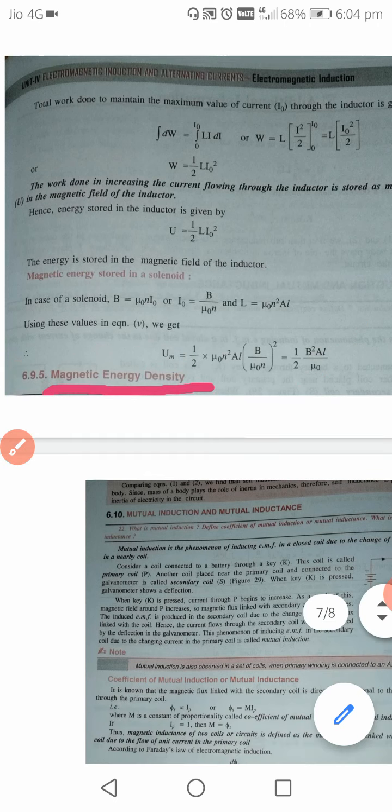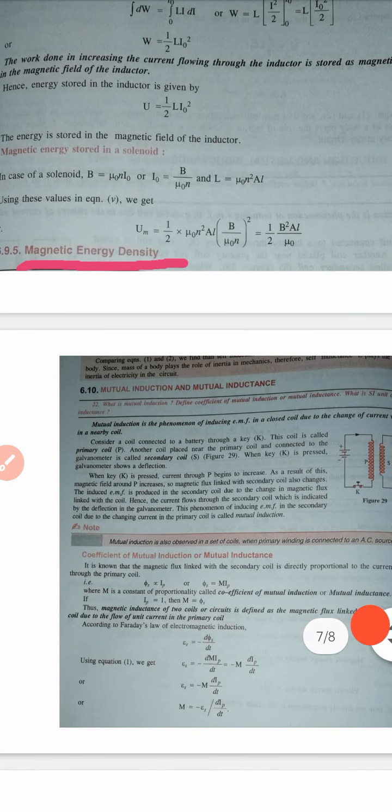Then in the next video we'll discuss mutual induction and mutual inductance.